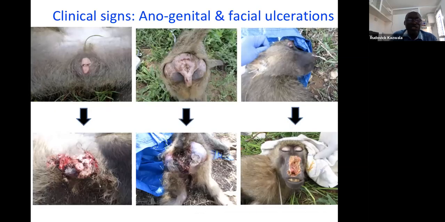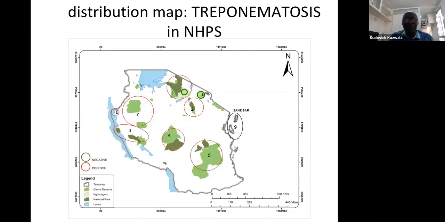And the lesions could be similar to yours, as you can see on the bottom right for the non-human primate, but on genital lesions. The top pictures are normal and the bottom pictures are abnormal. And we found this disease to be spread in a number of the ecosystems within the country.